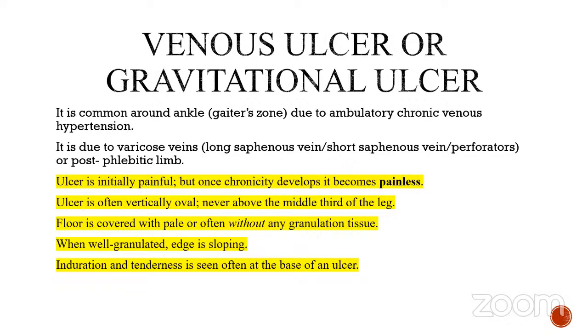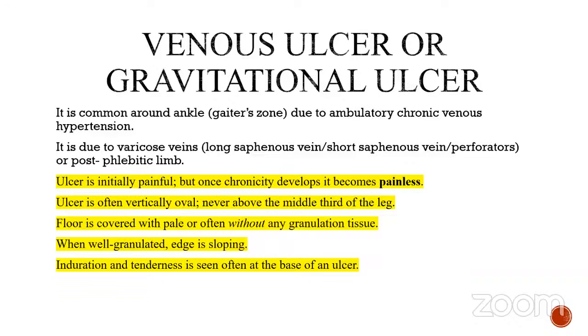In both these conditions, venous blood stasis is there, which will eventually give rise to tissue injury, which eventually leads to ulcer. This ulcer is also very painful initially, but later as it becomes chronic, it becomes painless. Ulcers are often vertically oval, never above the middle third of the leg. I hope you remember the gaiter zone. So it usually happens only in the gaiter zone or even below that, but it usually never happens above the middle third of the leg. It's happening towards the lower parts of the leg.